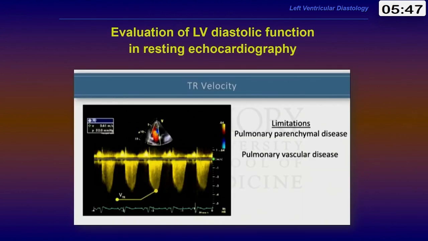And of course, the limitation of the tricuspid regurgitation velocity when I rely upon it for the diagnosis of HFpEF is if you have pulmonary parenchymal disease or pulmonary vascular disease.